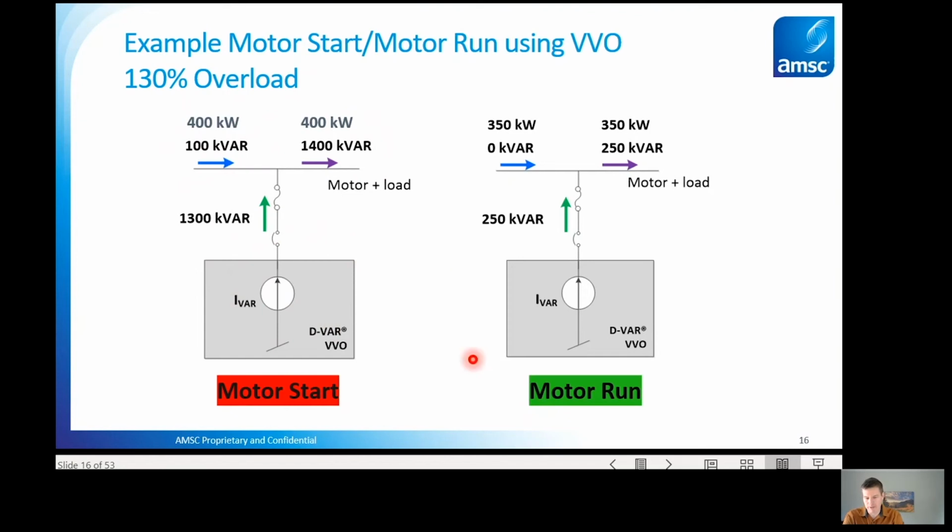And then on the right, we're seeing the motor run condition, where that STATCOM automatically dials back its output to just compensate the run VARs, which is a lot less. So in either case, the STATCOM is always trying to maintain as close to 0 kVAR to the utility as possible, always canceling out the reactive current being drawn. So motor start, motor run, fully automated, and fully canceling those VARs as that process is turning on and off.